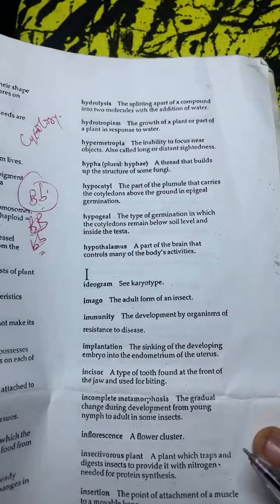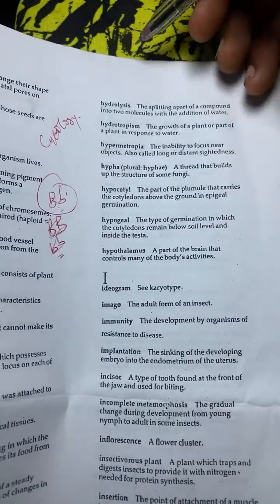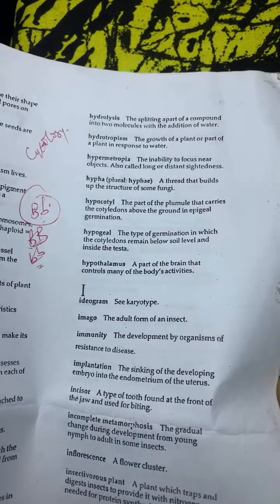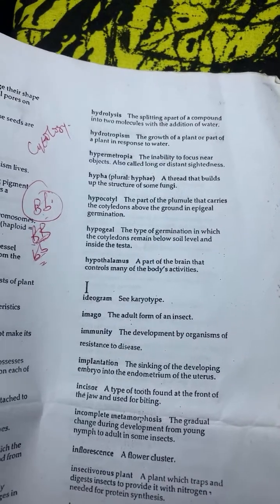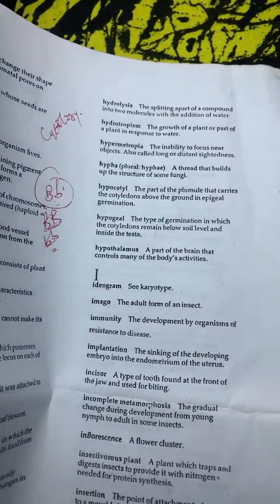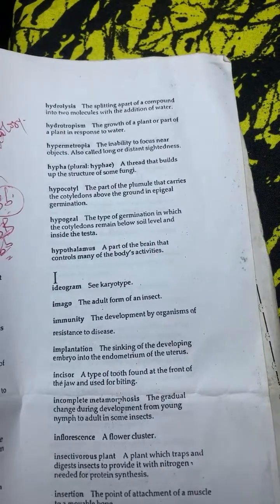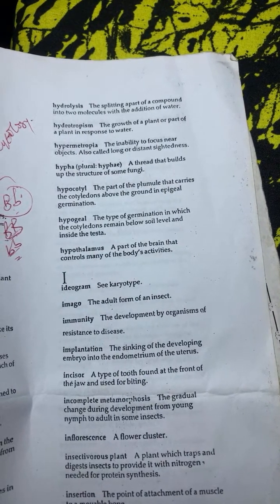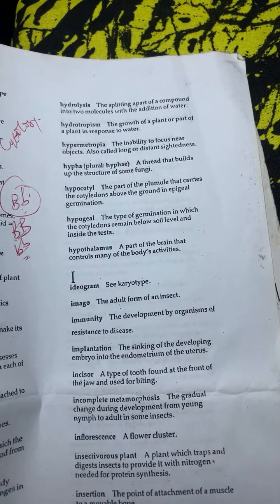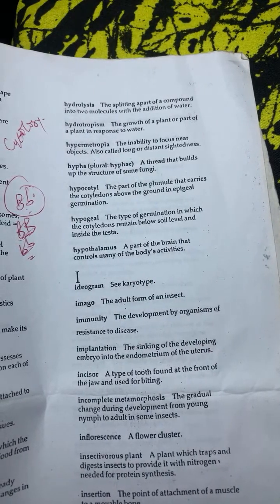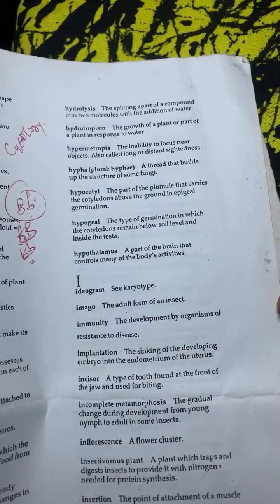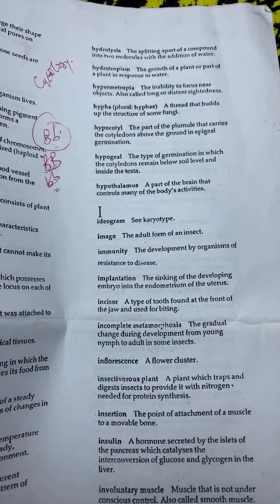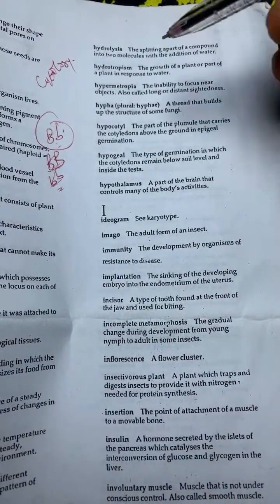Now hydrolysis. When we're talking about hydrolysis in biology, it is the splitting apart of a compound into two molecules with the addition of what? With the addition of water. So that means we use H2O to split those particular compounds. Are we there now? So we call that reaction what? Hydrolysis. We have hydrotropism. Hydrotropism is the growth of plants or parts of a plant in response to water. Growth of a plant in response to what? In response to water.